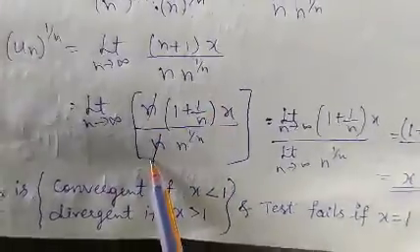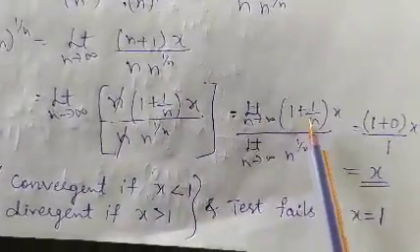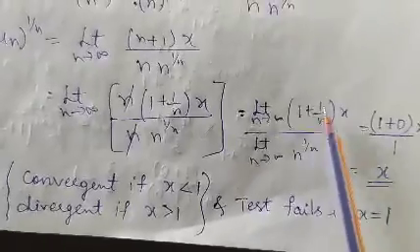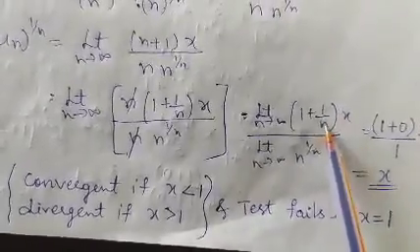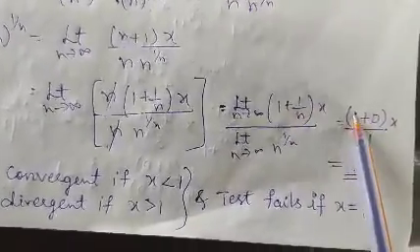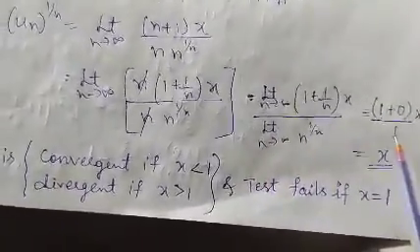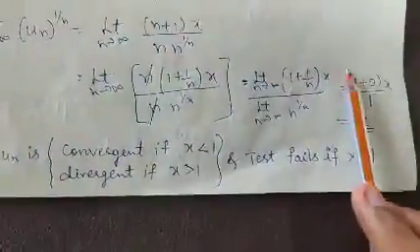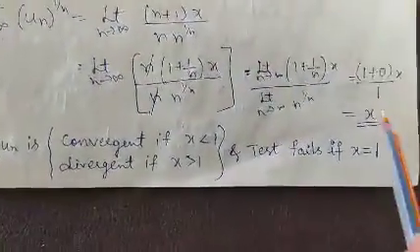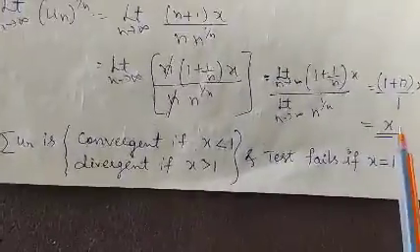Again this n and this n will get cancelled. And when you substitute n equals infinity, 1 plus 1 by infinity, where 1 by infinity is 0, so 1 plus 0 is 1. So 1 plus 0 into x divided by, this is a standard limit, this is 1. So what is the final answer? The final answer is 1 into x divided by 1, which is nothing but x. So you have got x.